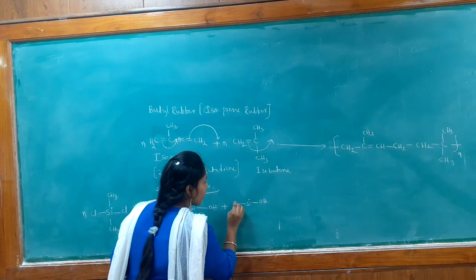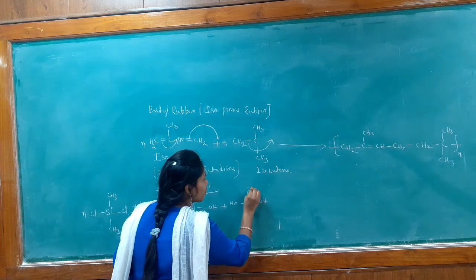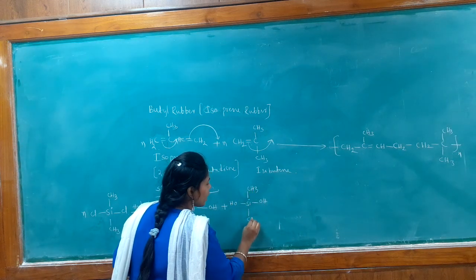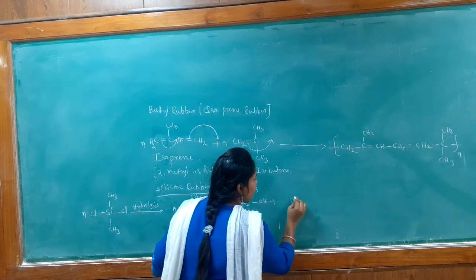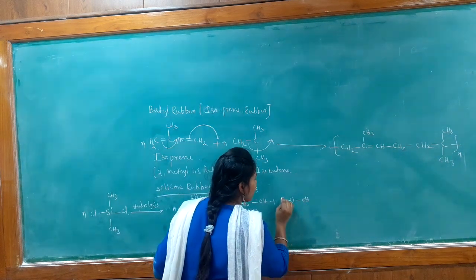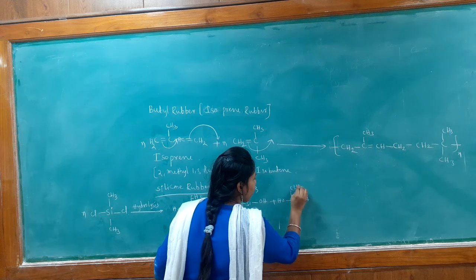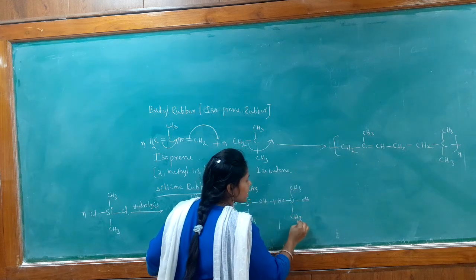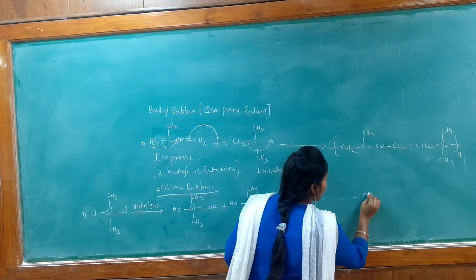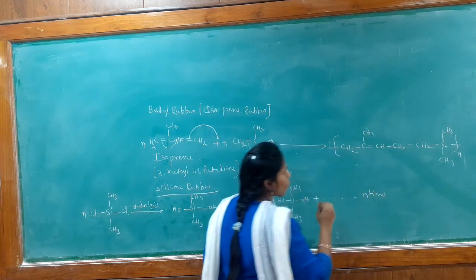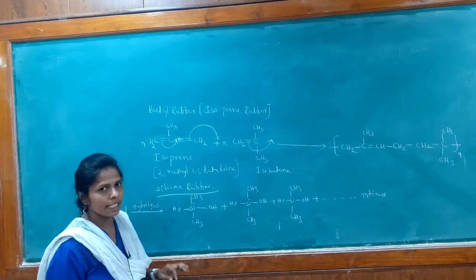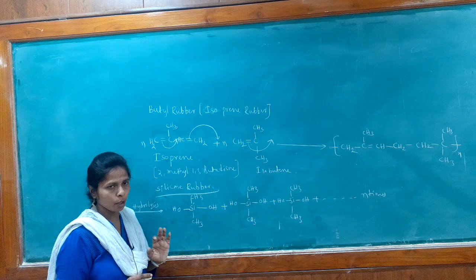It is repeating for n number of times. So, let us write the dihydroxy dimethyl silicon for n number of times. So, now what happens? Condensation takes place.